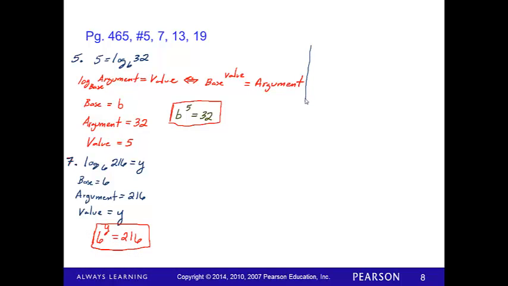Let me block some of this off to make some room. All right, let's look at number 13. Now it says write each equation in an equivalent log form. So they're going to give you the exponential form, and you must write it as a log form. Number 13 says the cube root of 8 equals 2.